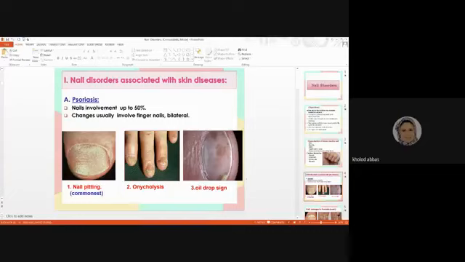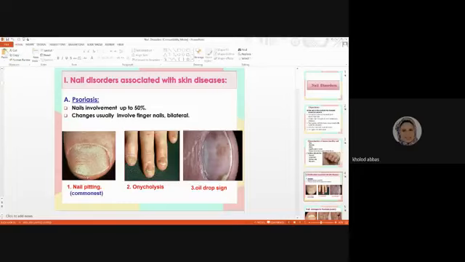The common nail finding in psoriasis, the commonest one is nail pitting. Nail pitting means there are small pits found on the nail surface. These pits usually are large, irregularly distributed, superficially large and irregularly distributed. These are the nail pitting.